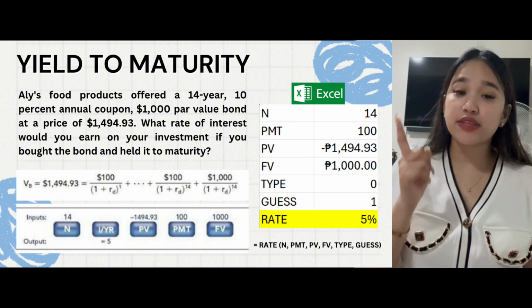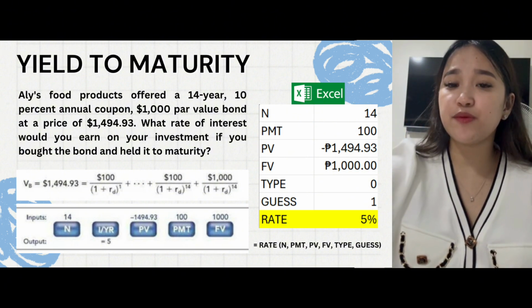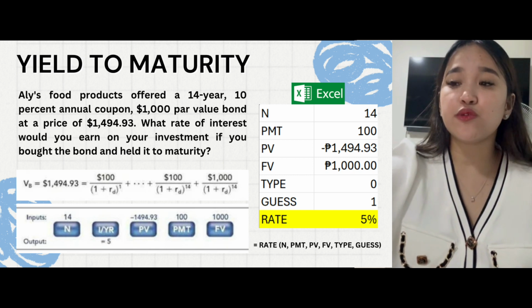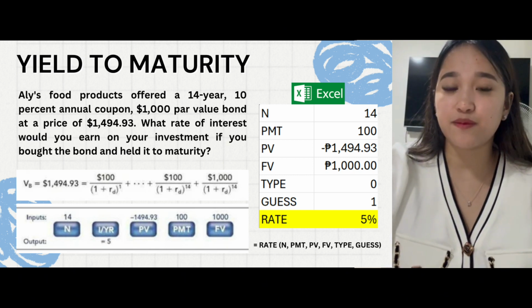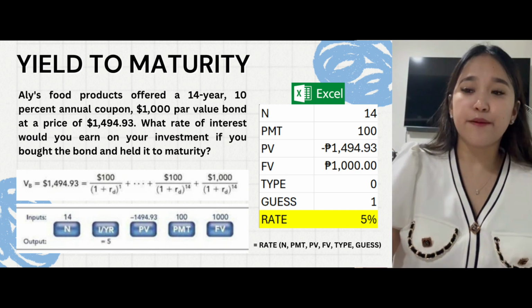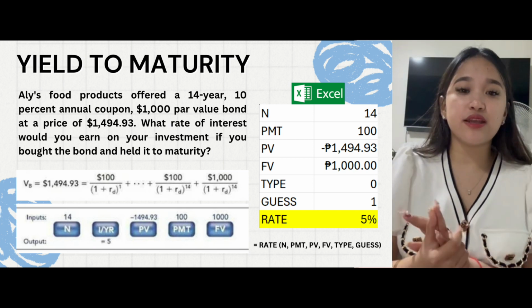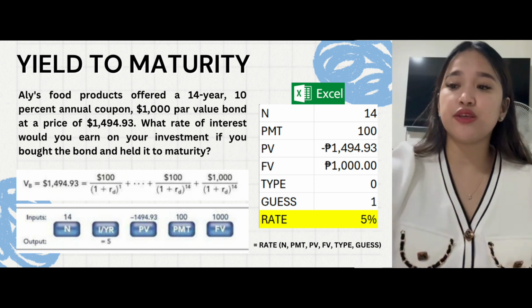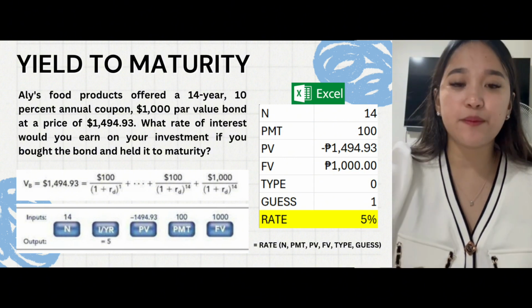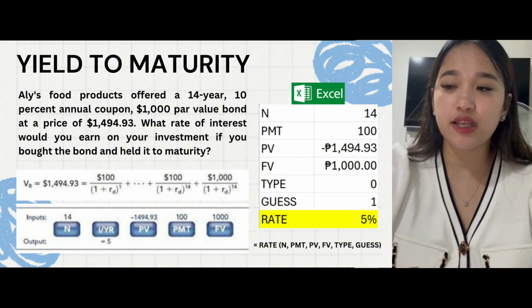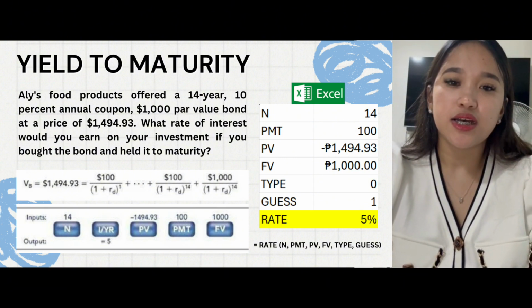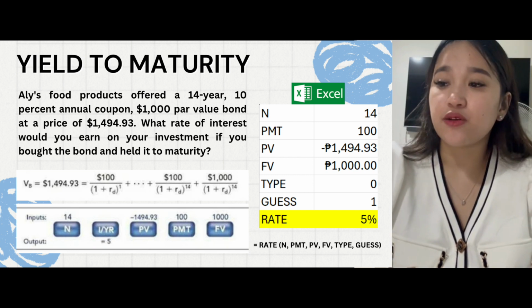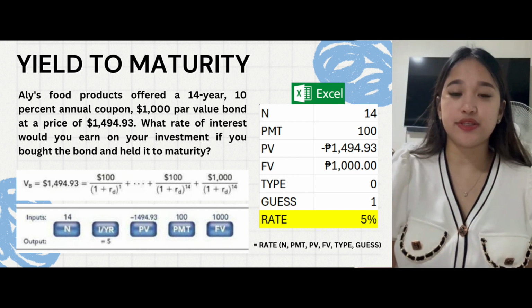And take note that upon entering the formula in Excel, we need to type the guess and the type, with 0 or 1, because we cannot proceed if we do not put the guess and the type. Upon typing the formula in Excel, we will get the rate of 5%.